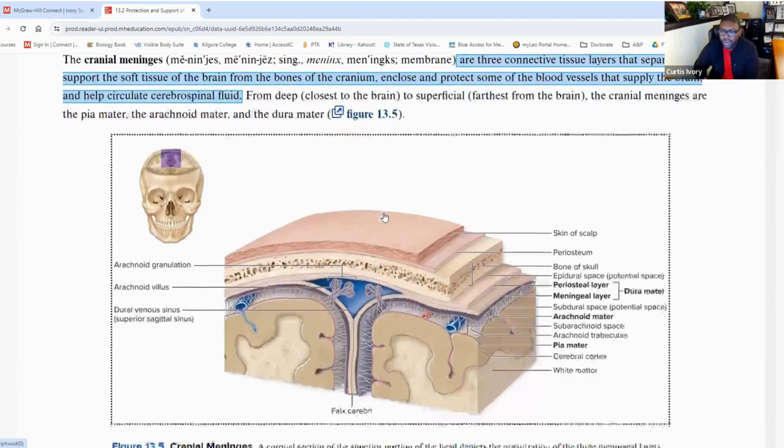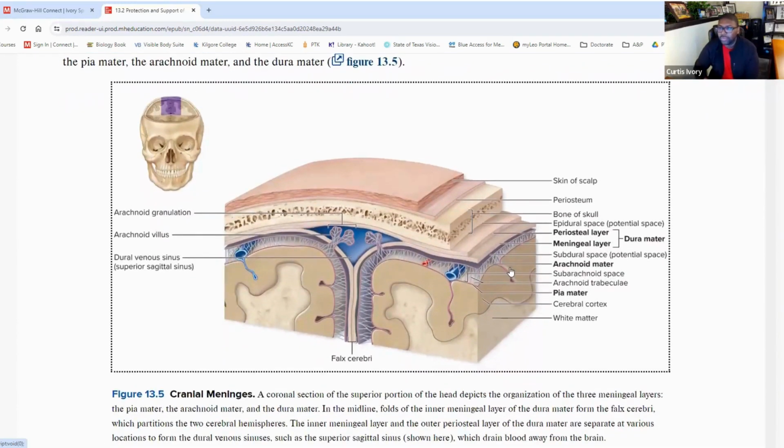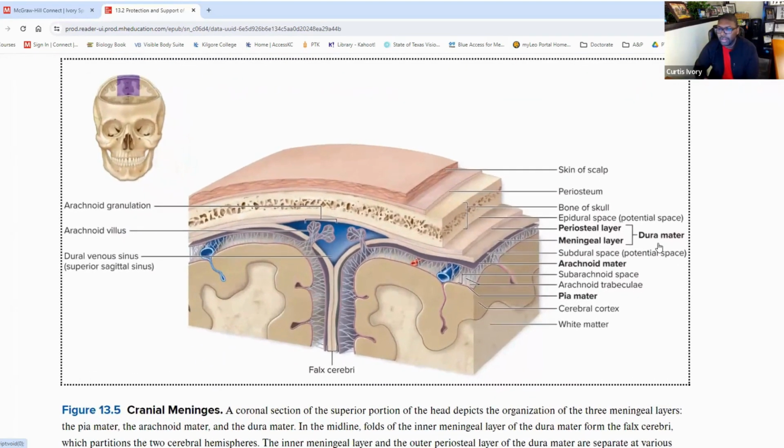So the meninges are actually composed of three layers: the dura mater, the arachnoid space, and the pia mater. In the dissection video, I actually show you that very outer layer, which is the dura mater of the meninges.